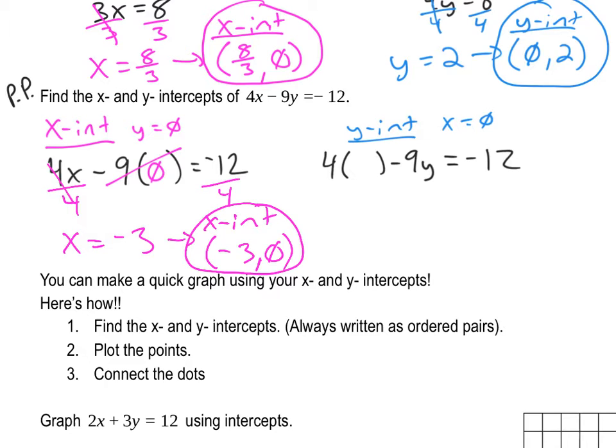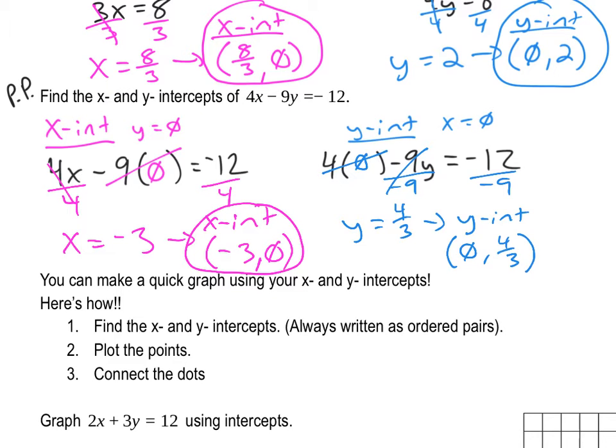Our y-intercept, we're plugging in 0 over here, eliminates that term, and we're left with -9y equals -12. Divide by -9. We have two things to take care of. The double negative will go away, and 12 over 9 becomes 4 over 3. That reduces to 4 over 3. So our y-intercept is (0, 4/3).